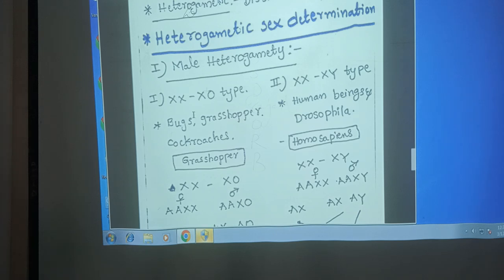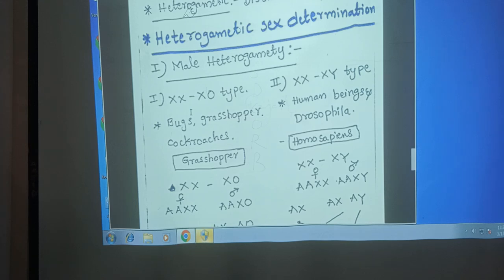In some insects such as bugs, grasshoppers and cockroaches, females have 2 X chromosomes and males have 1 X chromosome in each somatic cell. McClung discovered this type in grasshoppers. The unpaired X chromosome determines the male sex. The karyotype of the female is AAXX and that of the male, which is heterogametic, is AAX0.